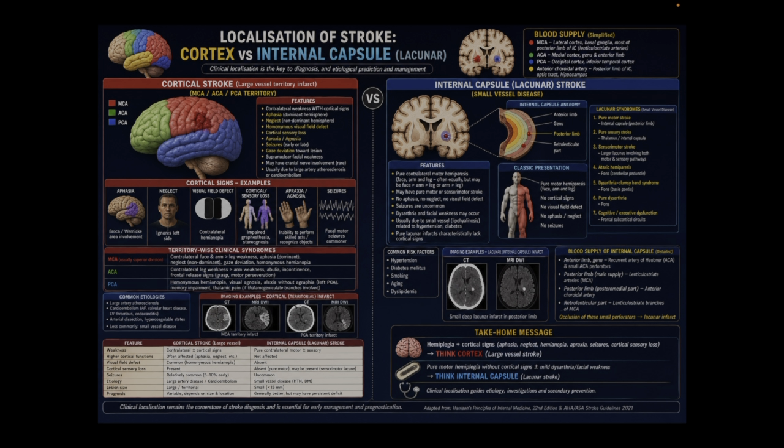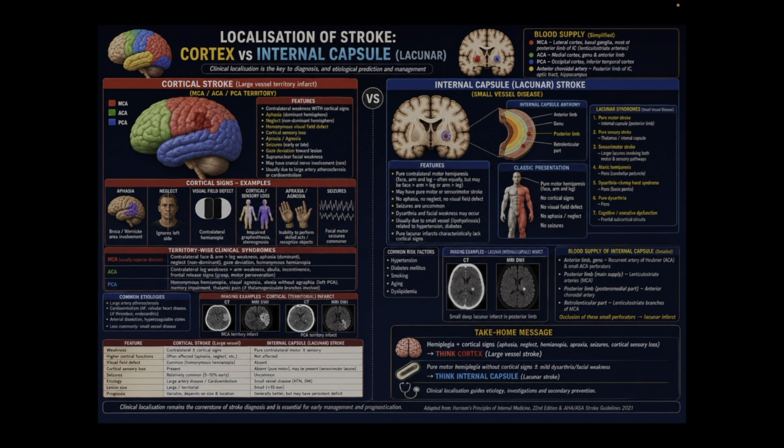Good morning, everyone. Today we will discuss one of the most important concepts in clinical neurology. That is localization of stroke, specifically differentiating cortical stroke from internal capsule or lacunar stroke. As Harrison emphasizes, neurological diagnosis begins with anatomical localization.